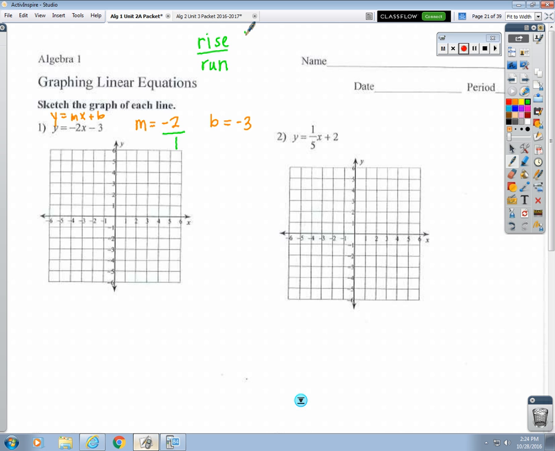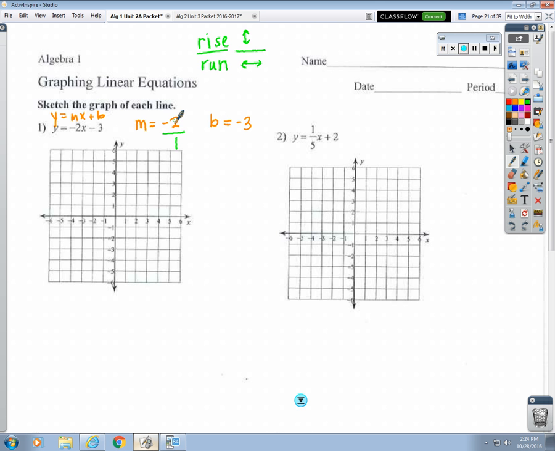Rise is either up or down. Okay? Run is either left or right. Okay? And remember that because we rise up or down, we don't really say rise down. But we run left or right. Can you run up or down? No, you cannot. Okay? So, when we look at the rise of -2, we know rise is either up or down.